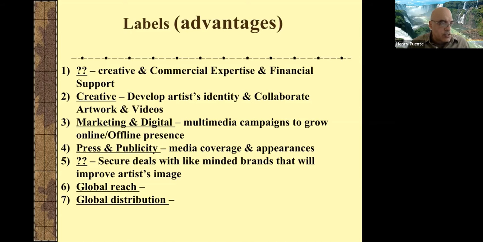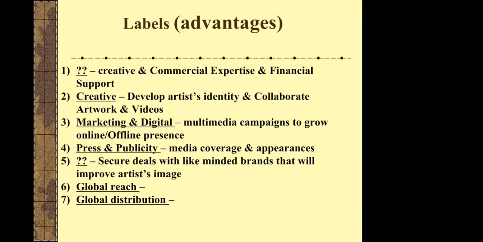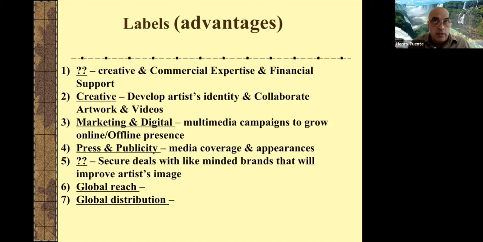Number six, global reach. So labels have the ability to bring artists' music to new territories and grow their fan base. Some of these big labels, like let's say a Sony or a Universal, because they have global reach that can reach all over the world, can make you popular in places like, I don't know, Spain, or maybe Japan, or maybe Argentina or Mexico. So they're able to make you and your music popular all across the world.